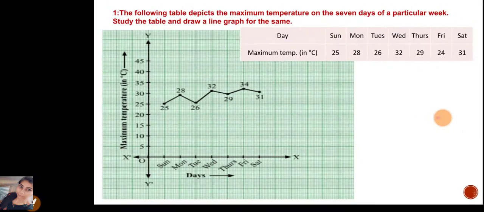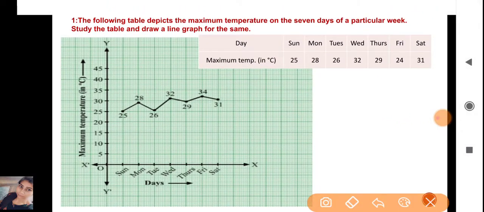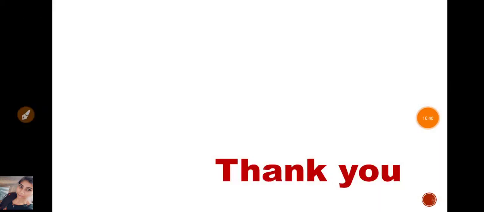Once you draw all these points, you just need to use your scale and join each point to the next point. Once you join all these points, you will get the line graph. With this we have covered the first video, which is about the line graph. In the next video we are going to discuss the linear graph.